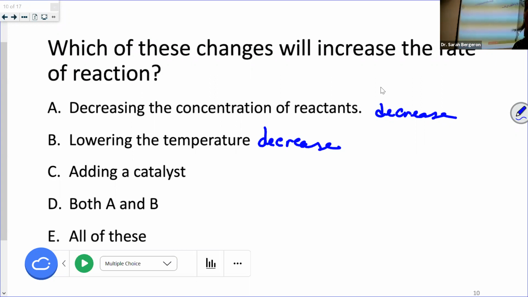All right, adding a catalyst. Is that going to change the rate of our reaction? Yes, how's it going to change it? It is going to increase it. This one's going to increase it, right? How does it increase it?